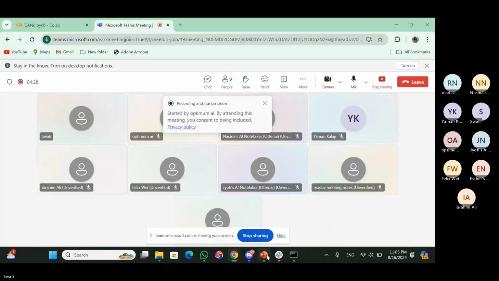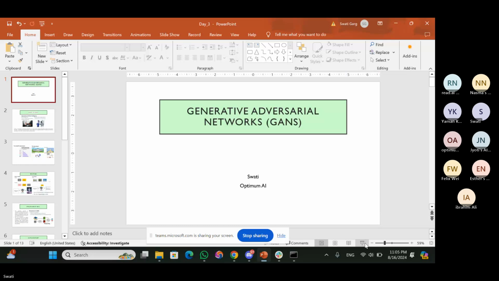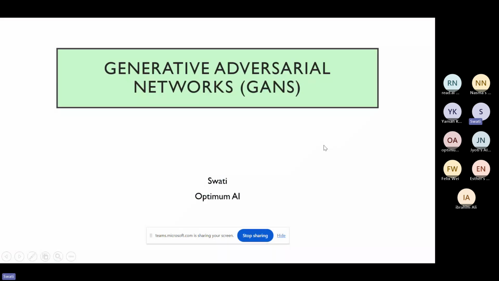Okay, so today we are going to learn about another topic, generative adversarial networks.